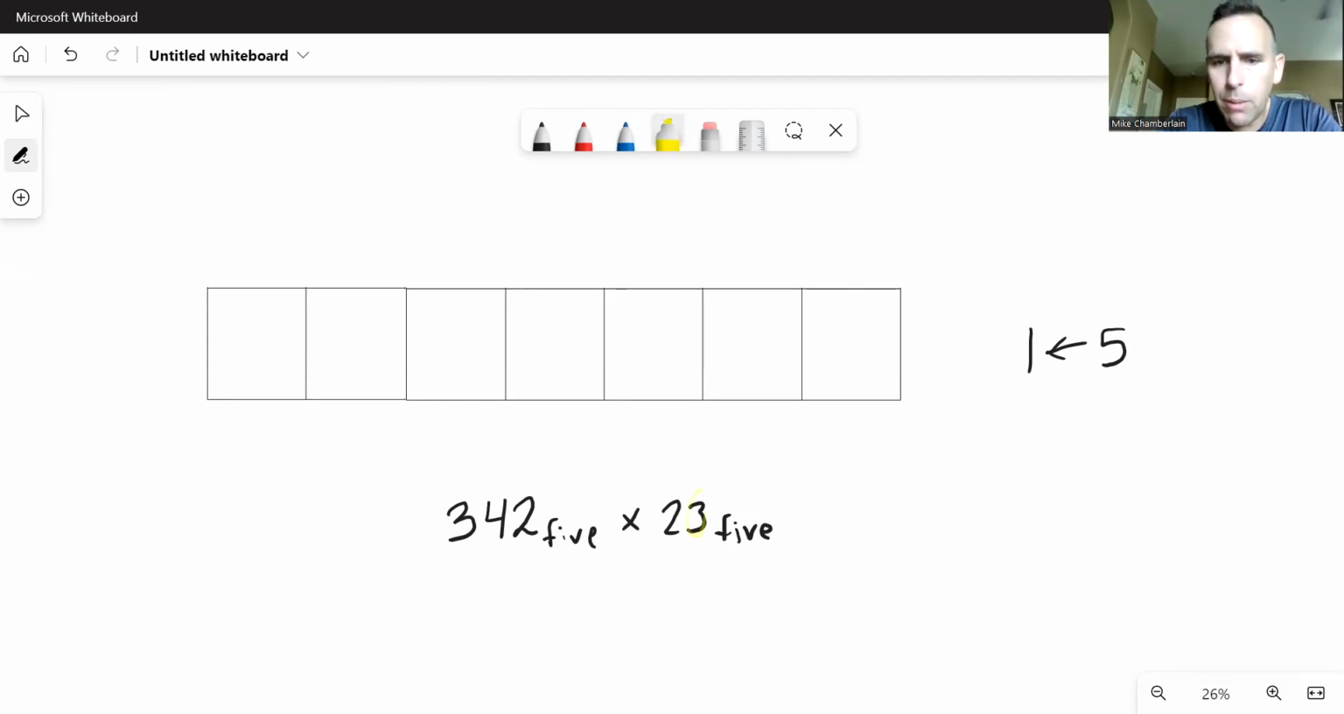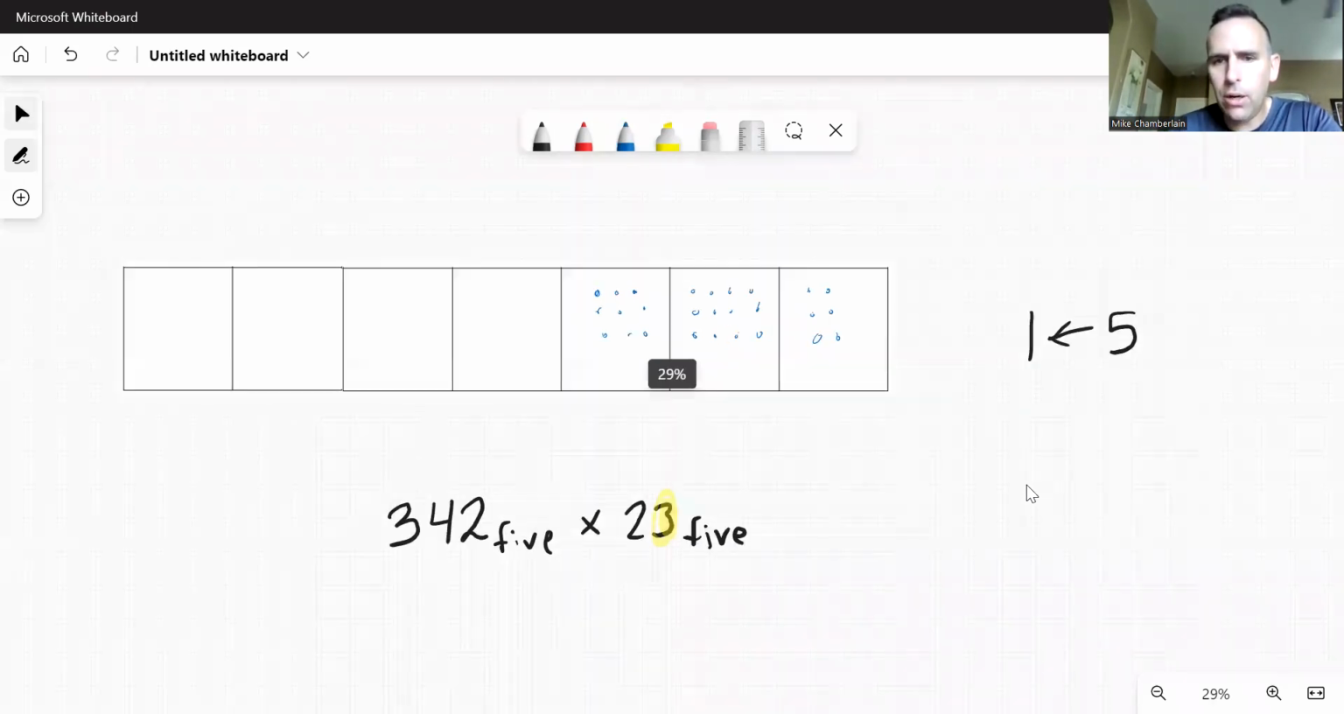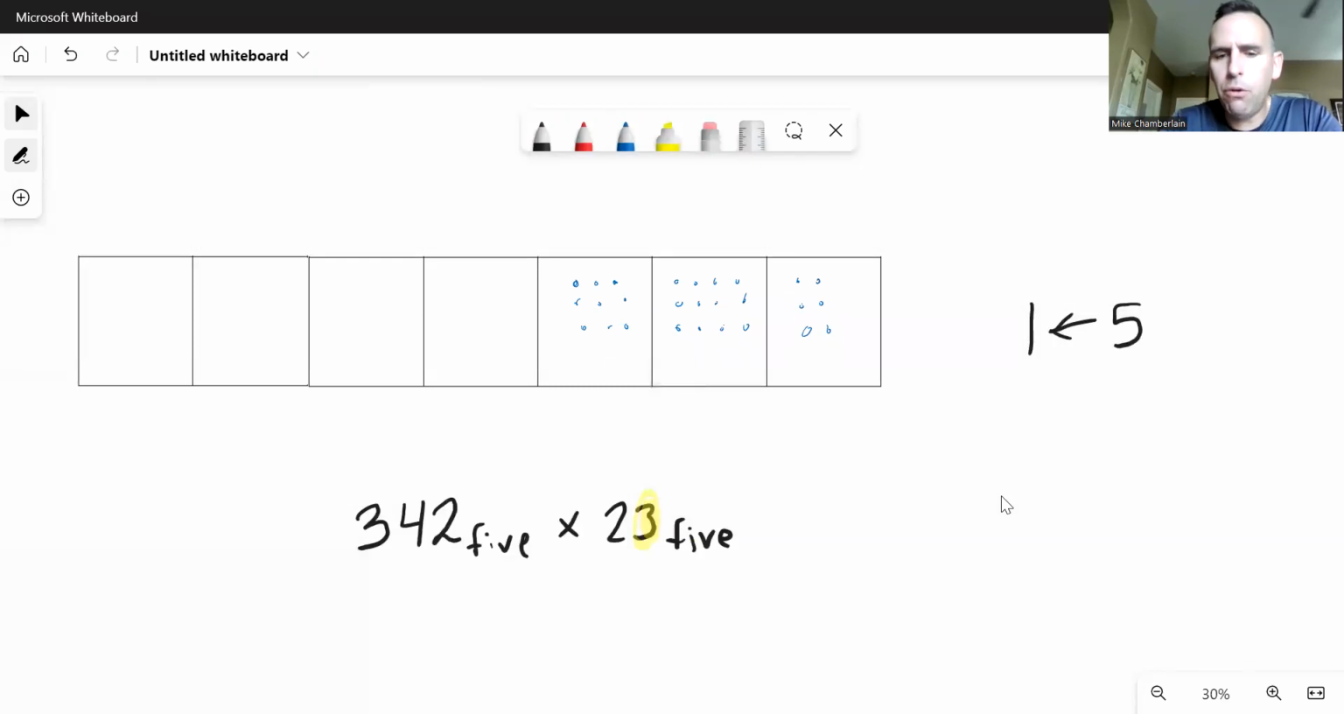Starting in the ones place, I'm going to look at the 3. Okay, it's 342 3 times. That seems easy enough. Let me do that first. 3, 4, 2. A second time. 3, 4, 2. And lastly, 3, 4, and 2. Let me zoom in just a tad. All right, you can see 3 sets of 3, 4, 2.